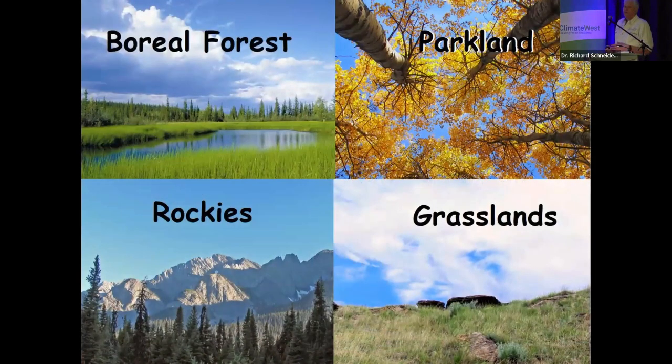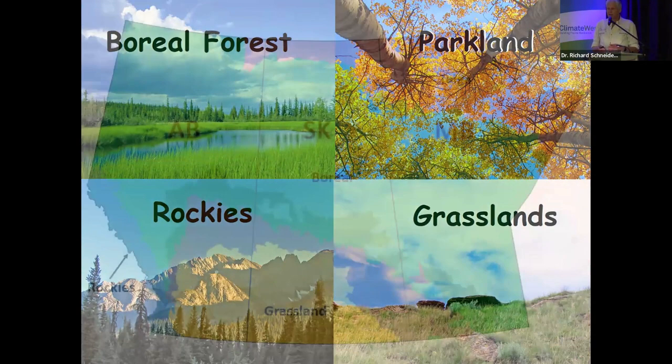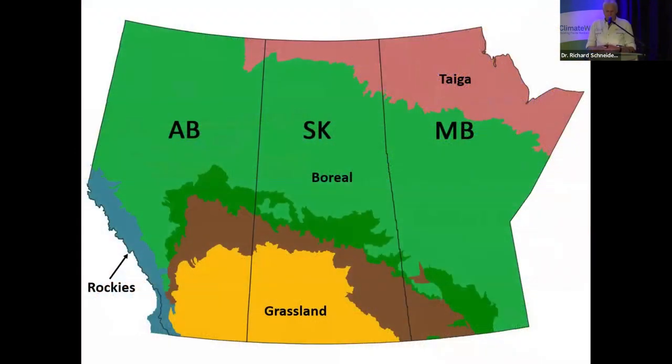So we have across the prairies four main ecosystems: the boreal forest, the parkland, the grasslands, and the Rockies. In this map, we see their distribution across the prairies. Grasslands are in the south, most of the north is boreal forest, and then there's a transition zone referred to as parkland between the grassland and boreal forest. Out west, the Rockies, and up in the far north, a bit of more open taiga.